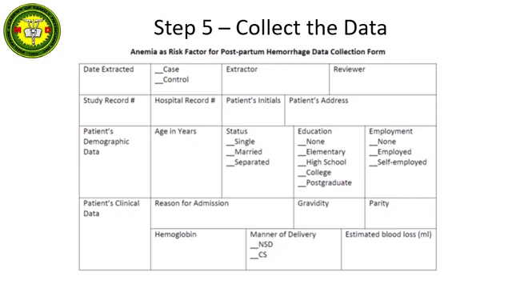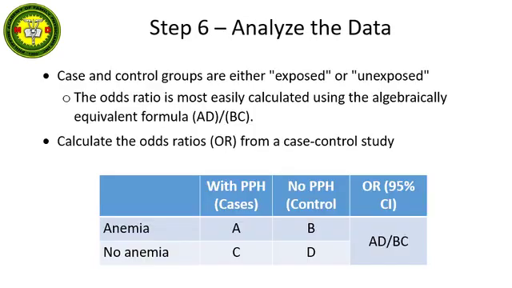So develop the data collection form, then collect the data. Go back to the records section of patients who delivered in your hospital, and then go back to the prenatal checkup of that patient and see if there is anemia, and then during delivery, try to determine the estimated blood loss based on the delivery records. Okay, so the next step is to analyze the data now.